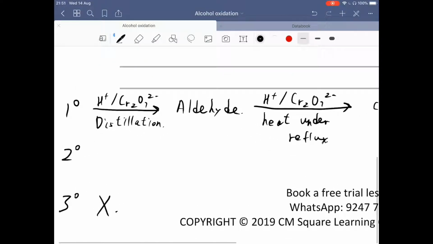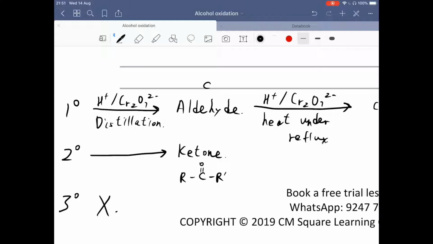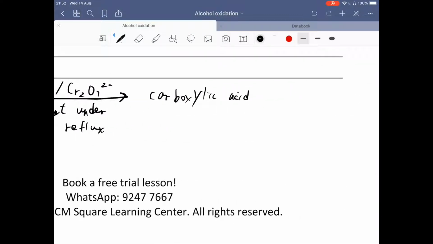For a secondary alcohol, it will be oxidized to ketone. So let me draw the structural formula for aldehyde and ketone. Ketone has a C double bond O between the two alkyl chains, whereas aldehyde has a C double bond O, the left hand side is a hydrogen atom, and the right hand side is an alkyl chain. For carboxylic acid, it's C double bond O, OH, bonded to an alkyl chain.